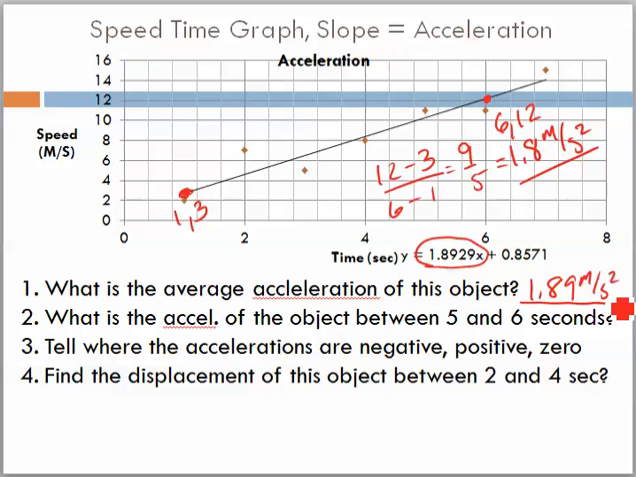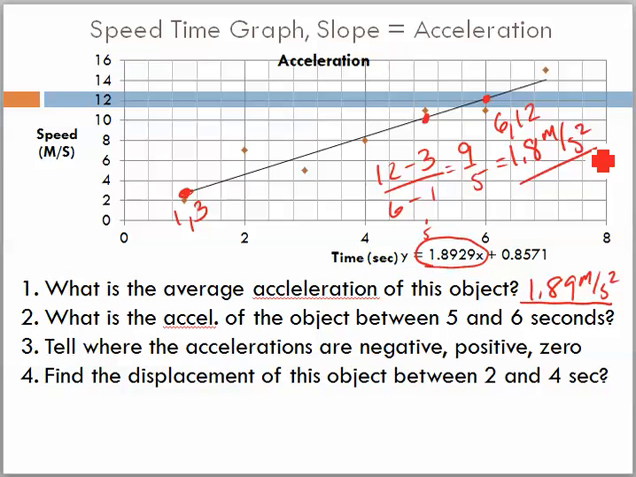The next one. What is the acceleration of the object between 5 and 6 seconds? Well, that would be approximately right here in the middle. This would be 5. And because it's on this same line that I just found the slope for, I would say that the acceleration between 5 and 6 seconds would still be 1.89 meters per second squared, or 1.8 meters per second squared. Now I'm going to admit I made a mistake here. Probably should have deleted that question, but for all rights and purposes we're okay with that.